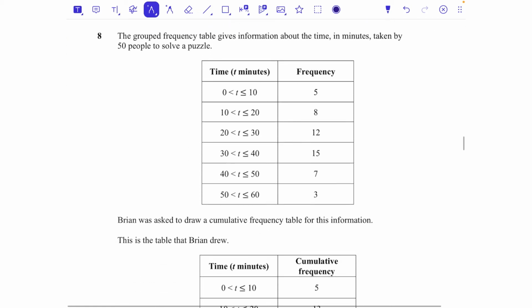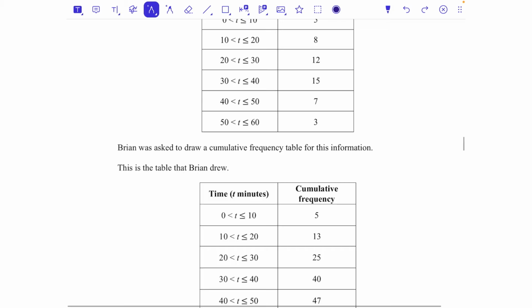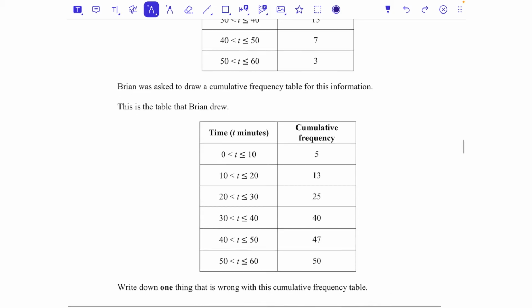Question number 8. The group frequency table gives information about the time in minutes taken by 50 people to solve a puzzle. So frequency means how many people. So at the minute I know that 5 people took between 0 to 10 minutes to complete the puzzle. 8 people took between 10 and 20 minutes, and so on. And Brian was asked to draw a cumulative frequency table for this information, and this is the table that he's drawn.